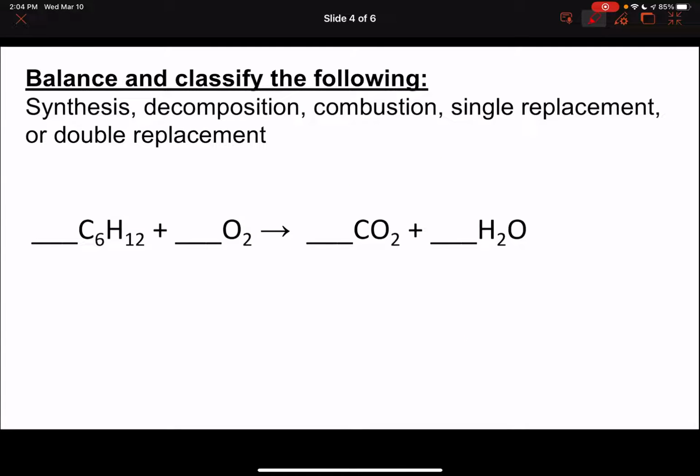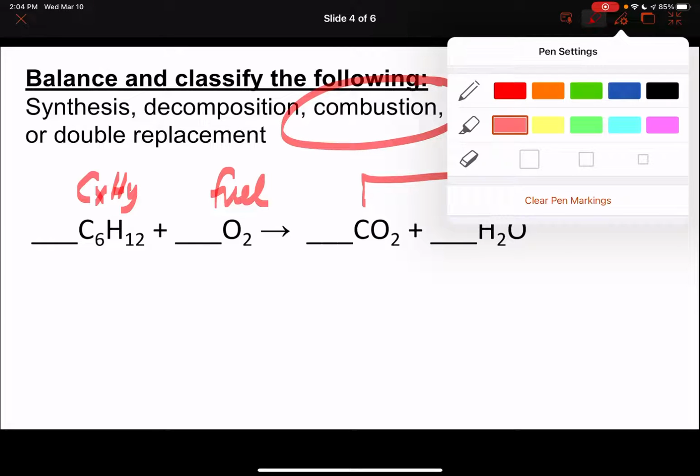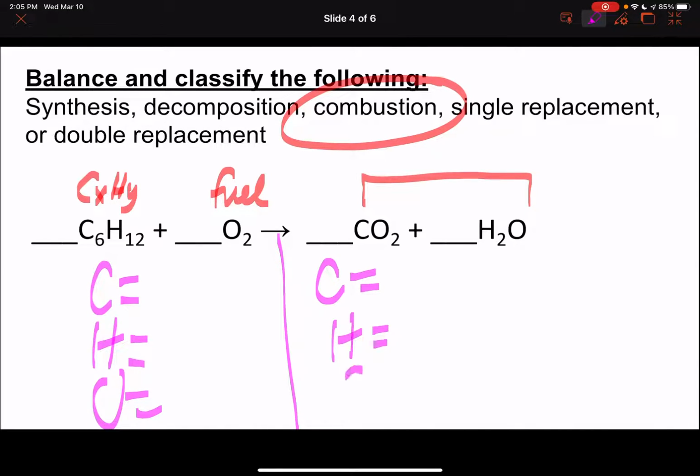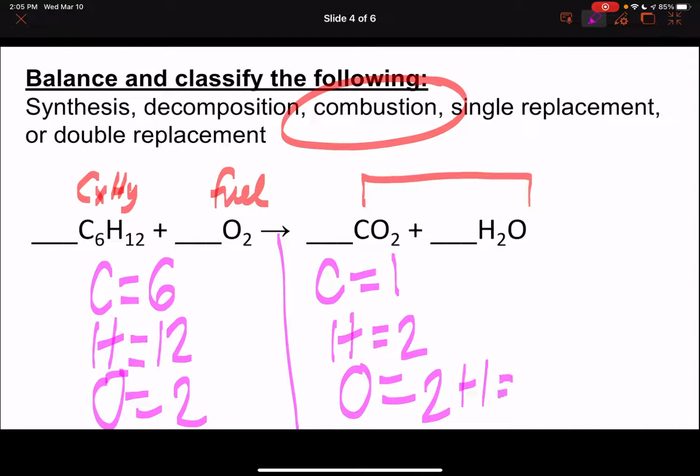Okay, we have our hydrocarbon, it's some amount of C's per some amount of H's, we have our fuel, and then we have the same two products. So yes, this one would be a combustion problem. We draw our line going down. We have C, H, O. We see C is 6, H is 12, O is 2. On the other side, C is 1, H is 2, and then O is 2 plus 1 equals 3.